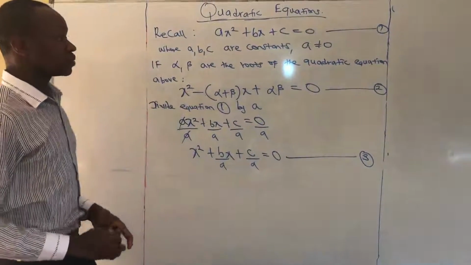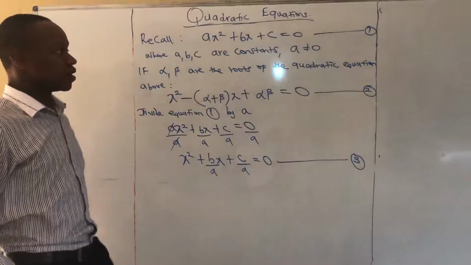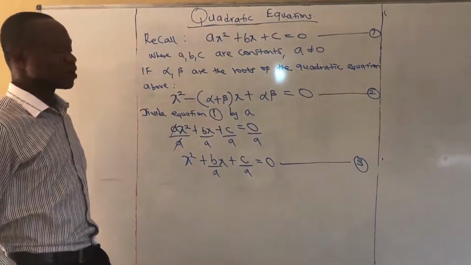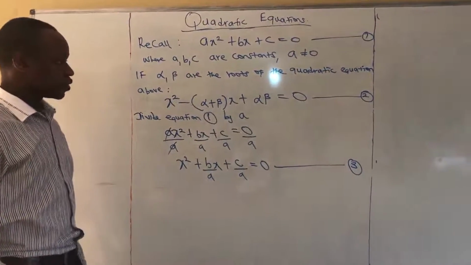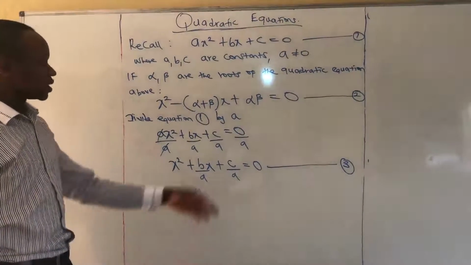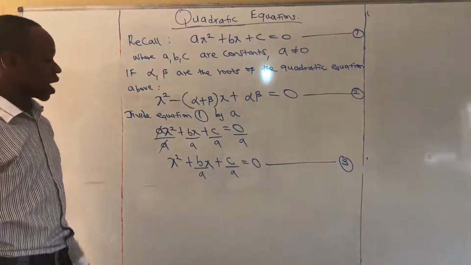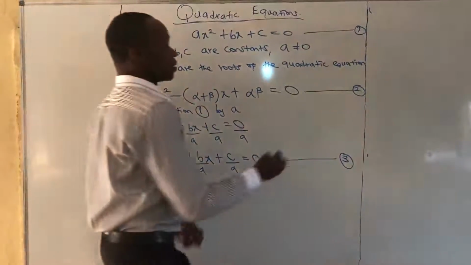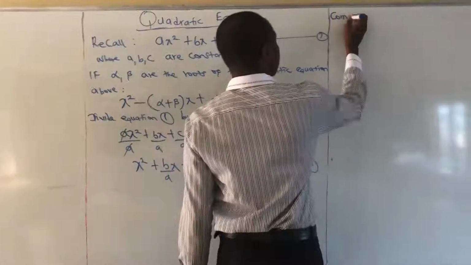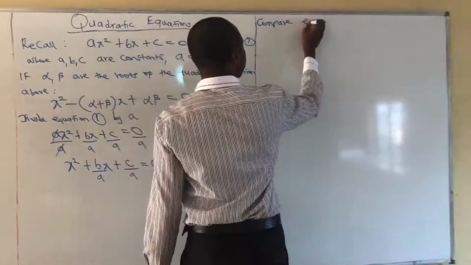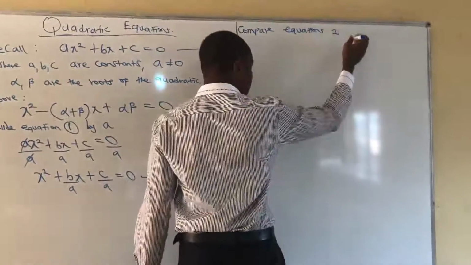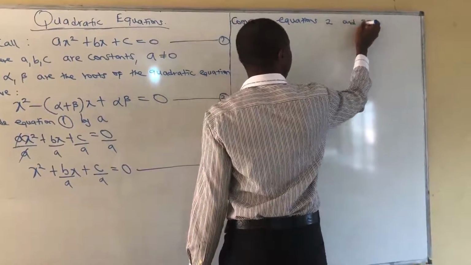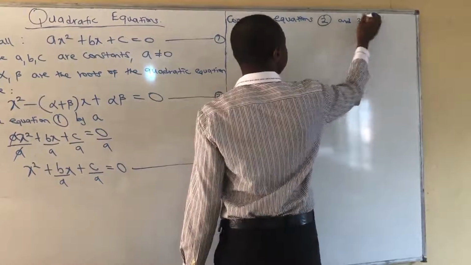I have equation 1, equation 2, equation 3. Of course, I got equation 3 from equation 1. I just called it equation 3 for easy understanding. Alright, we have 2 and 3. We now compare equations 2 and 3.